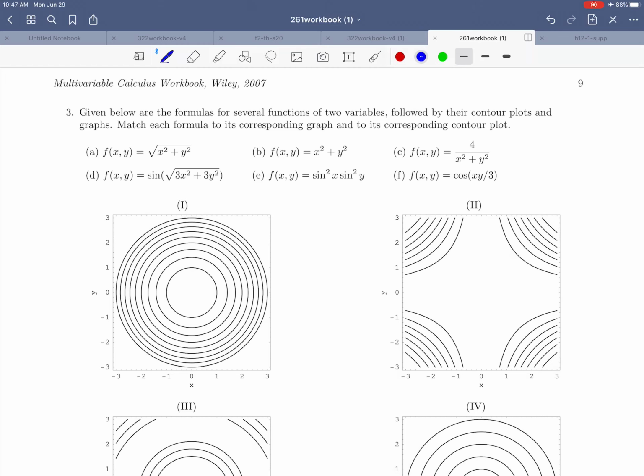Hi everybody, and welcome to exercise 3 on page 9. This is an exercise that I'm hoping that you've given a try to. It's a pretty challenging exercise, so don't feel bad if you struggled with this. It's not an easy thing to do, matching graphs to functions to contour plots. But by doing it, we can gain a lot of insight into how functions of two variables behave.